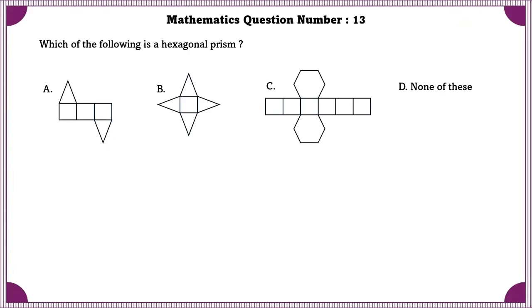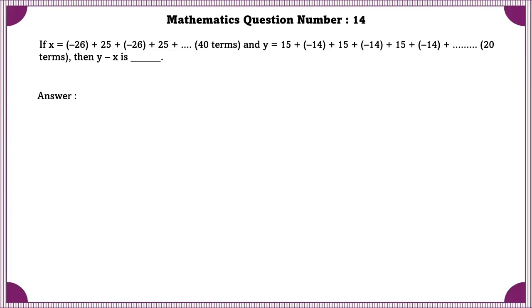Question number 13. Which of the following is a hexagonal prism? C is a hexagonal prism. Mathematics question number 14. If x is equal to minus 26 plus 25 up to 40 terms and y is equal to 15 plus minus 14 up to 20 terms, then y minus x is?